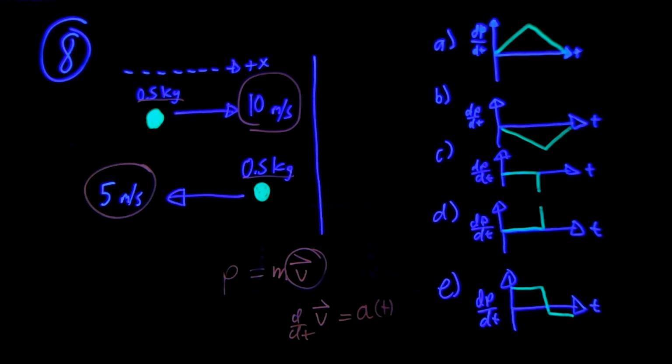Therefore, since the ball is slowing down from 10 meters per second to 5 meters per second, we know that the acceleration of the ball will be negative. The only one of these answers that has an entirely negative acceleration is B. So that will be our answer.